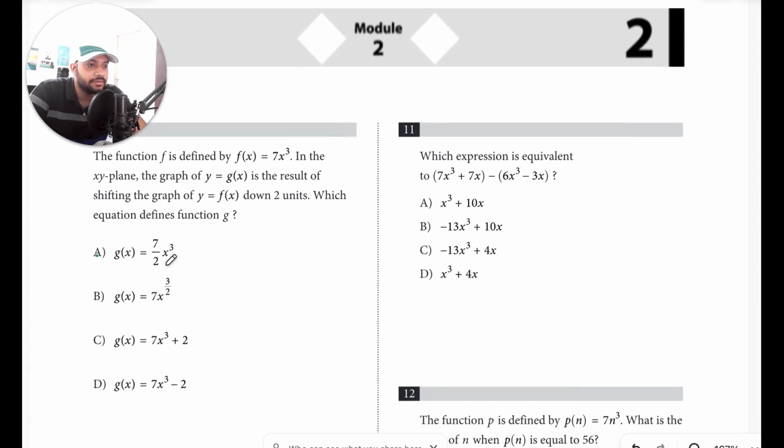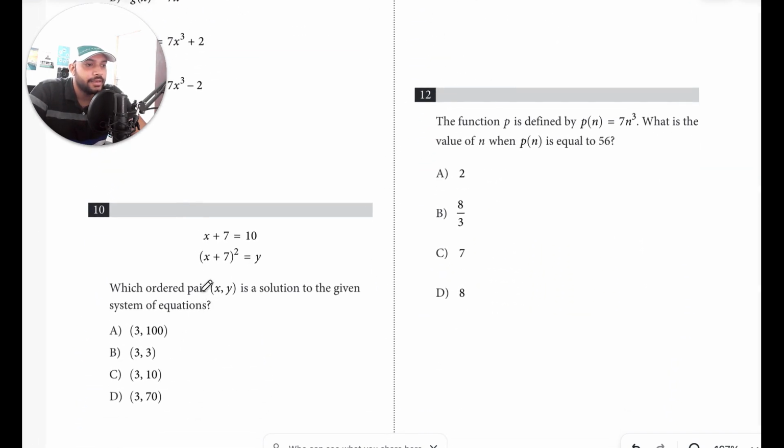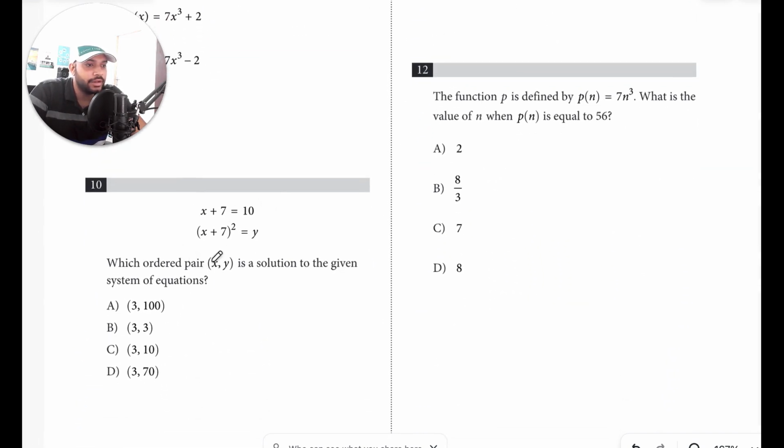The function f is defined by f of x is equal to 7x cubed. In the xy plane, the graph of y is equal to g of x is the result of shifting the graph of y is equal to f of x down 2 units. Which equation defines the function g? 7x cubed minus 2, down 2 units. 10. x plus 7 is 10. x plus 7 squared is y. That's 100. Which ordered pair x comma y is a solution to the given system of equations? So x is going to be 10 minus 7, 3. x is 3 and y is 100.